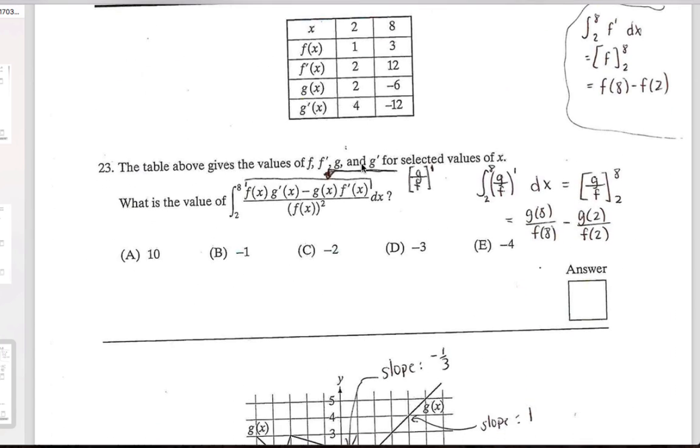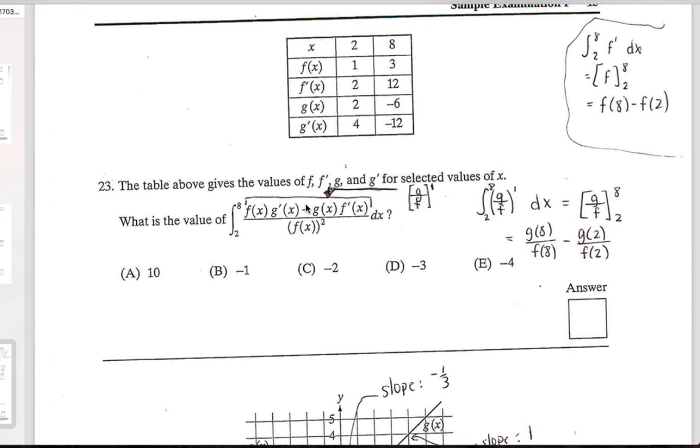On number 23, this is a really cool one once you identify what you need to do. So what you need to notice is that this is a quotient rule, isn't it? Derivative of the first times the second minus the first times the derivative of the second all over the second squared, where the second is this f and the first is the g. And so this is just the derivative of g over f. That's what this is, the derivative of g over f.